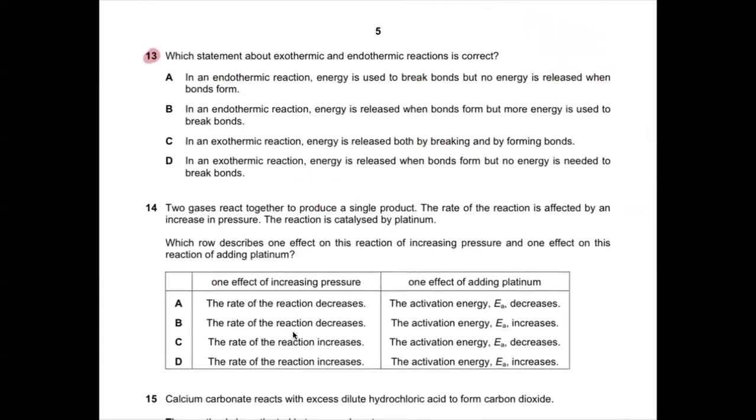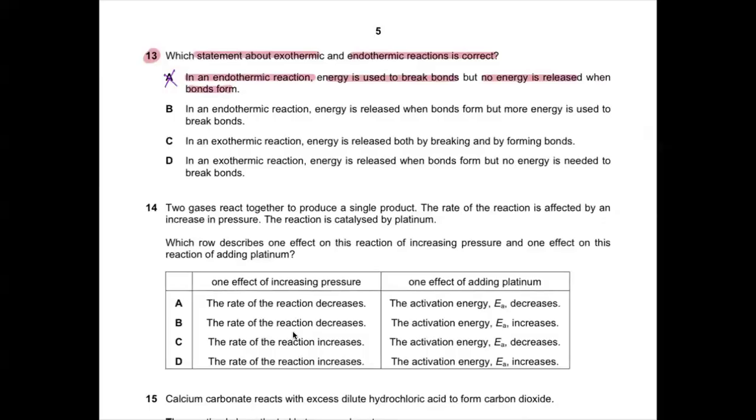Now, MCQ number 13: which statement about exothermic and endothermic reactions is correct? In an endothermic reaction, energy is used to break bonds, but no energy is released when bonds form. Is this a correct statement? We know that whether the reaction is endothermic or exothermic, both things happen. But in endothermic, the energy absorbed during bond breaking is greater, and the energy released when the bonds are formed is lesser.